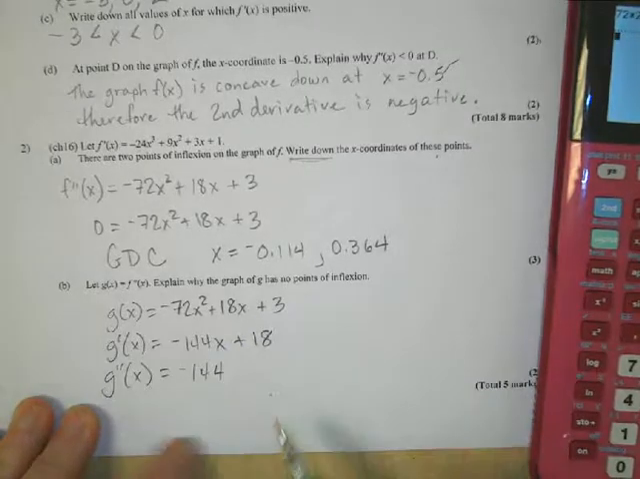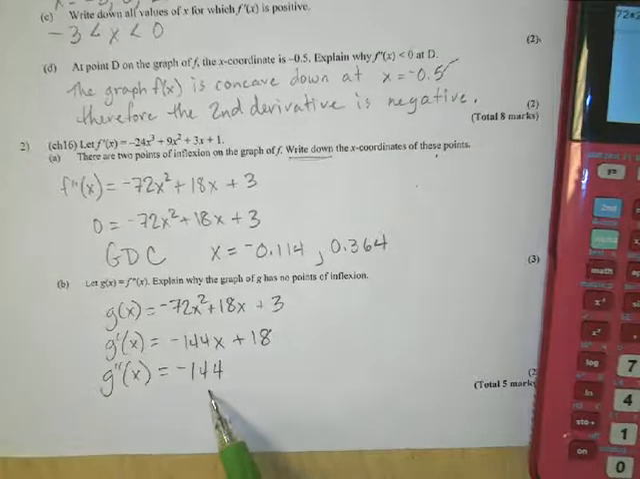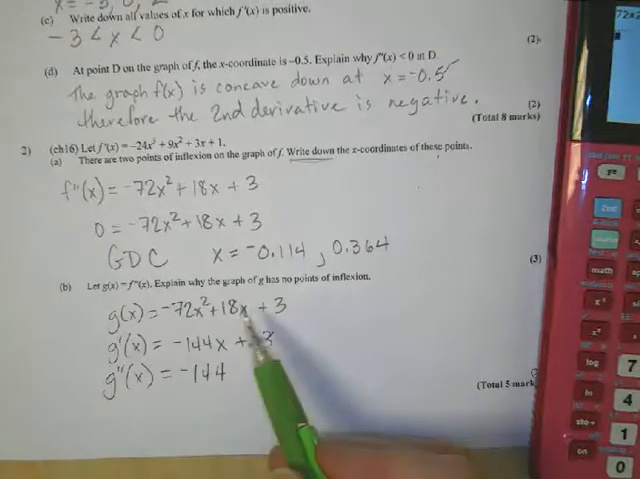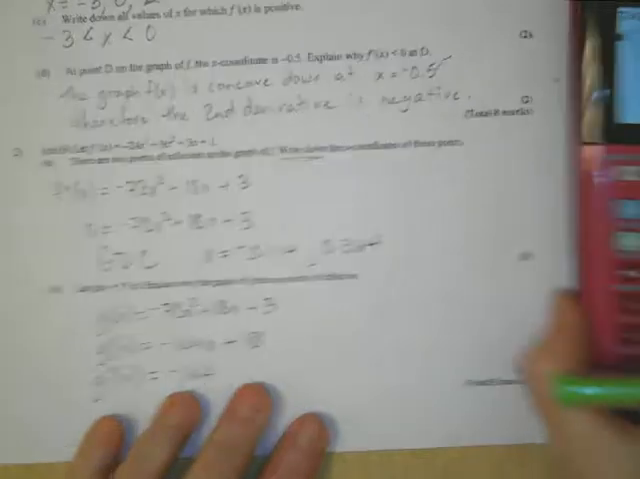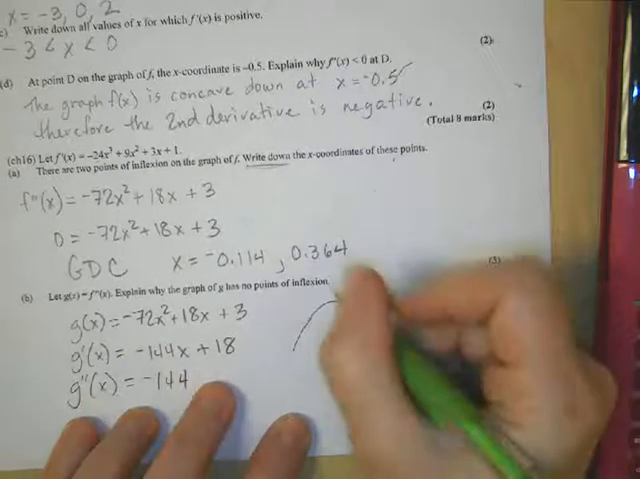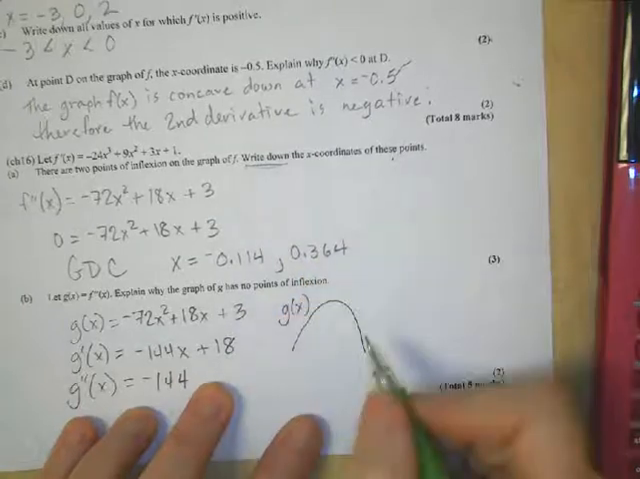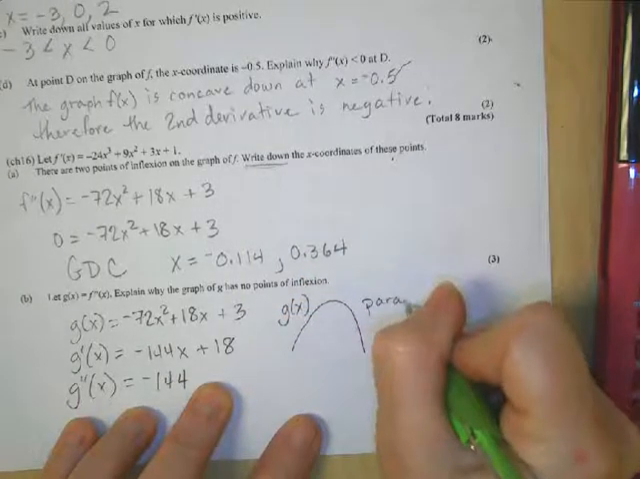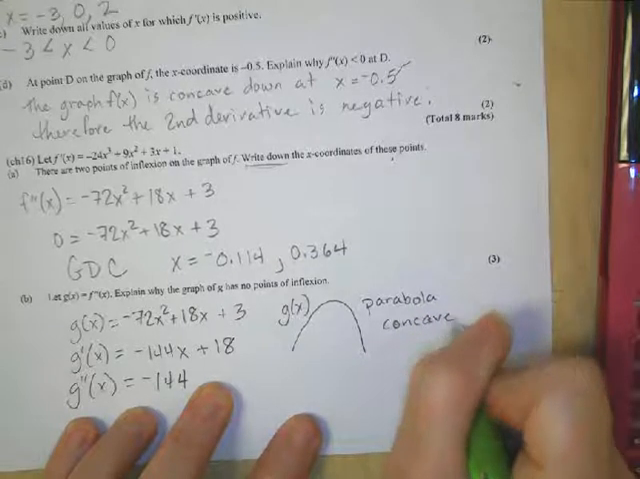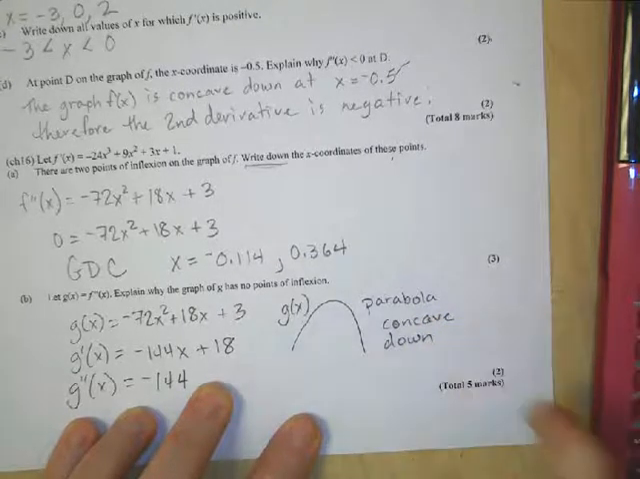So when does the second derivative equal 0? Never. It never equals 0. So the second derivative never equals 0, therefore there's no points of inflection. Okay, that's one way I could explain it. Another way I could explain it is the fact that g of x is an upside-down parabola. It's a sad parabola. So g of x is a parabola, and it's concave down, and it never changes concavity.